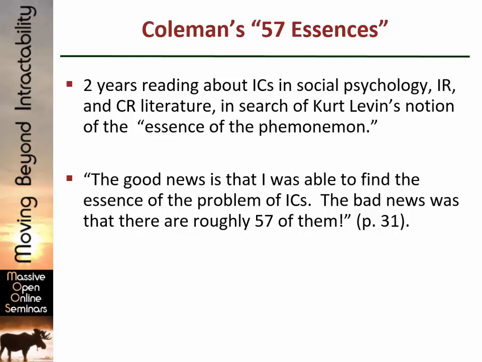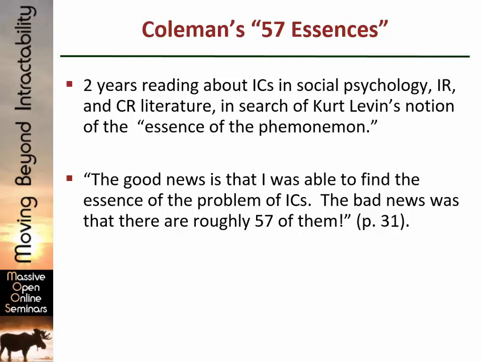On page 31 of his book, Coleman says, "The good news is that I was able to find the essence of the problem of intractable conflicts. The bad news was that there are roughly 57 of them." So he has a list of 57 different things that tend to make conflicts intractable.